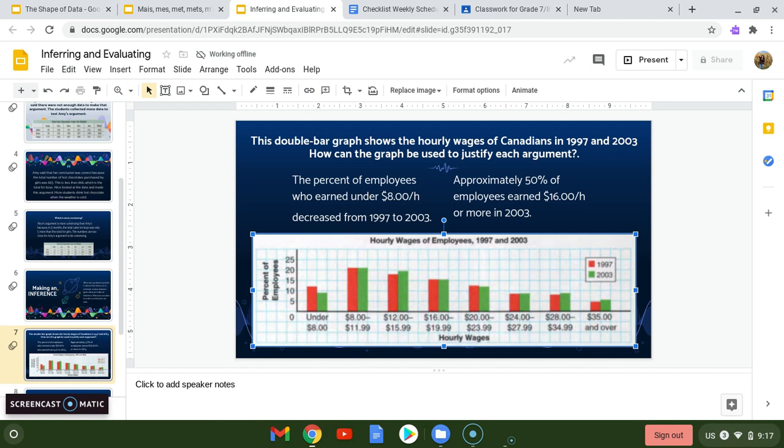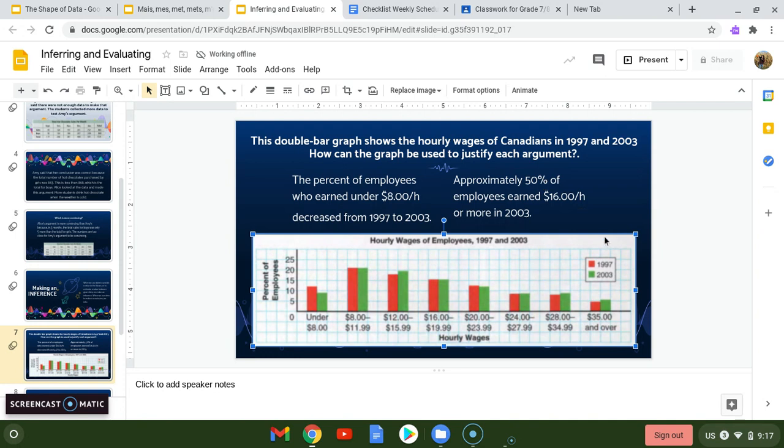So the percent of employees who earned under $8 an hour decreased from 1997 to 2003. So to prove that, we would say, I know this because if I look at the data of under $8, the bar for 1997 is larger by 3 than the bar that's in green. So that is me justifying my argument, and I'm evaluating this graph. All right. And then we look over here.